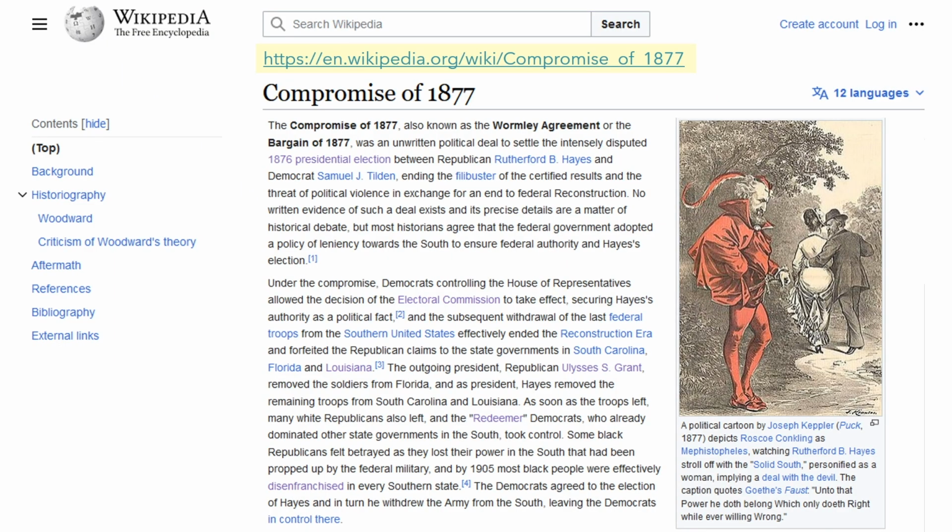Now, what was the source of this narrative? Dr. Wikipedia notes that the historian C. Van Woodward published a book in 1951 that claimed there was a series of high-level secret meetings in the Wormley's Hotel in Washington, D.C.